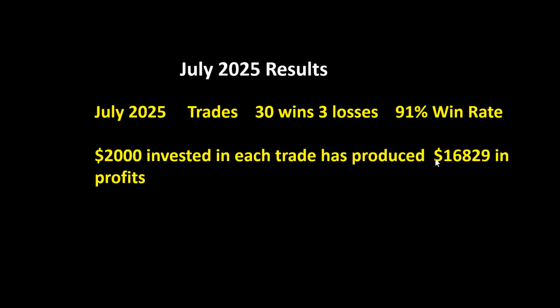$2,000 invested in each trade has produced $16,829 in July alone. So big month July. That's not normal. Typically, they usually run between $3,500 and $8,000 or so profitability per month.